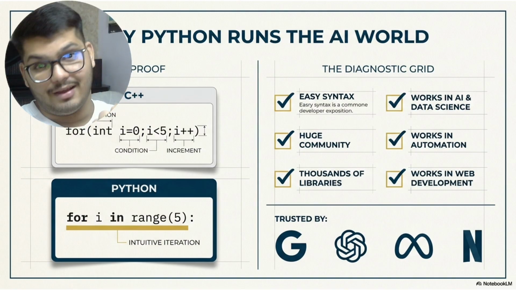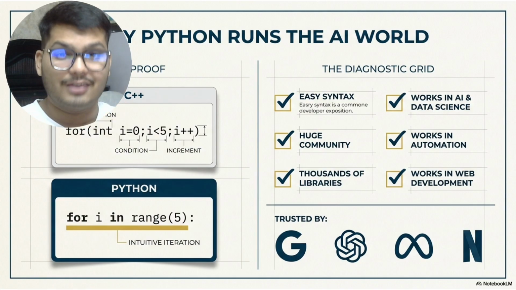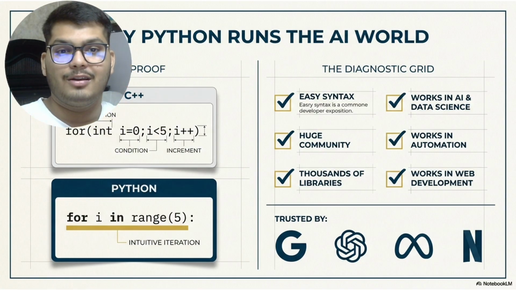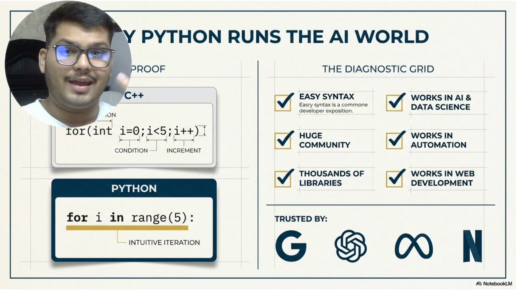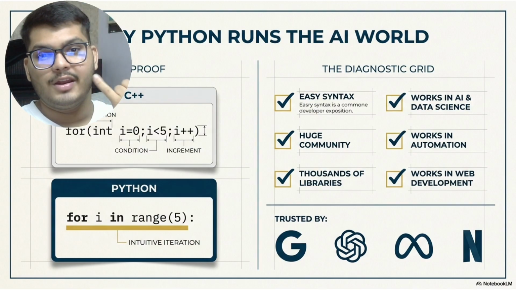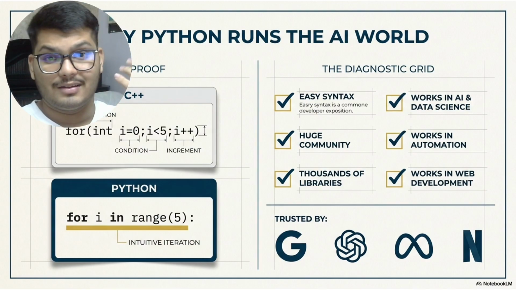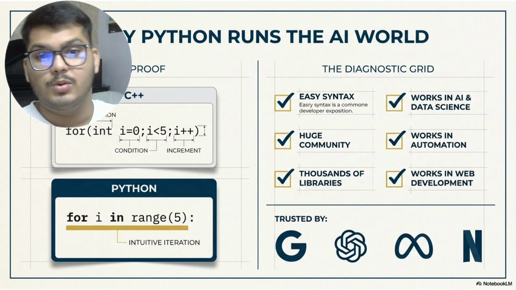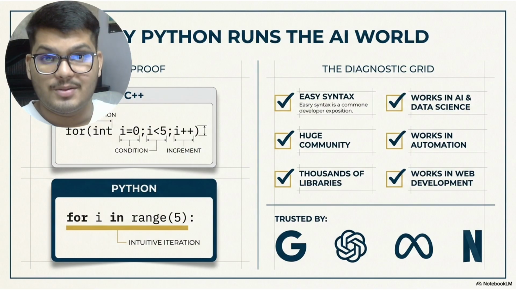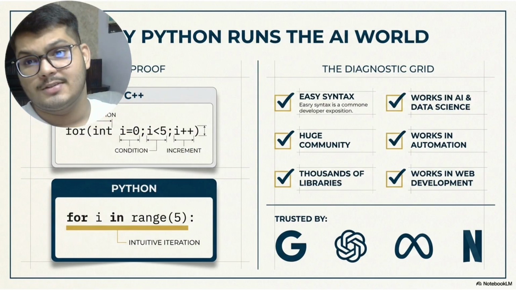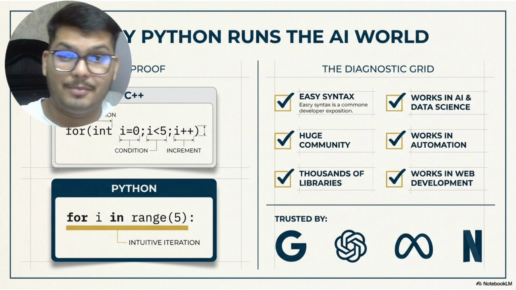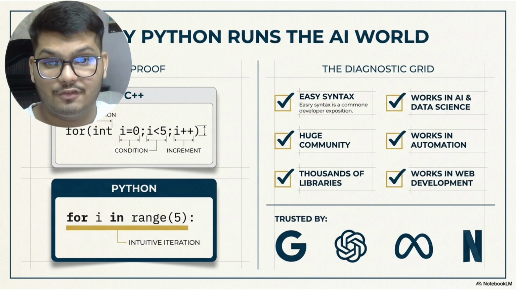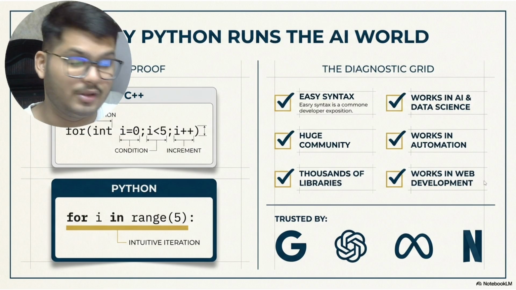It has easy syntax, a huge community, thousands of libraries, and works in automation, AI, data science, and also web development. And these are trusted by many companies, like Meta, Google, Amazon, ChatGPT, OpenAI, and Netflix. So you can see that it's trusted by many of the top companies in the world.